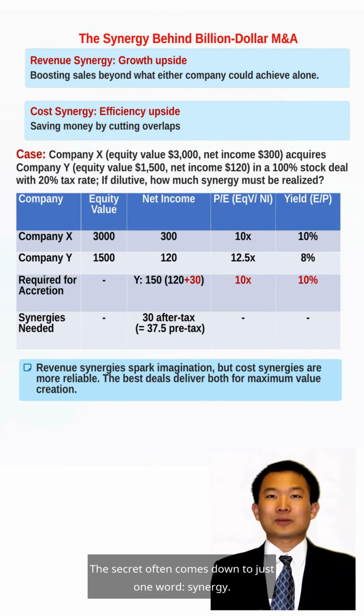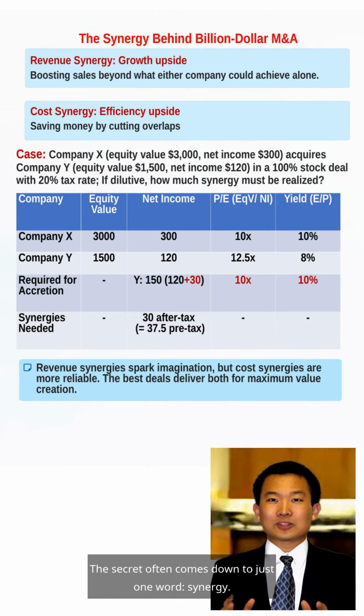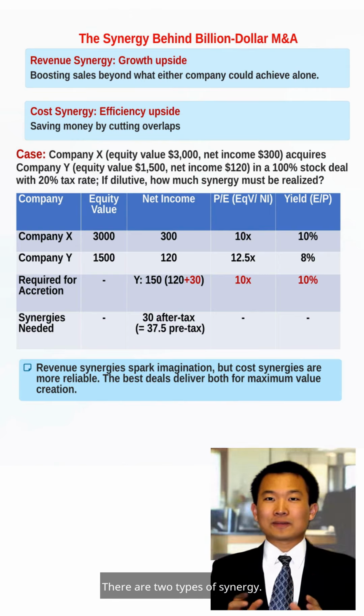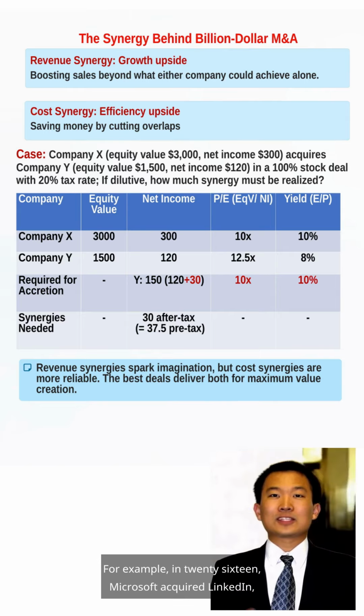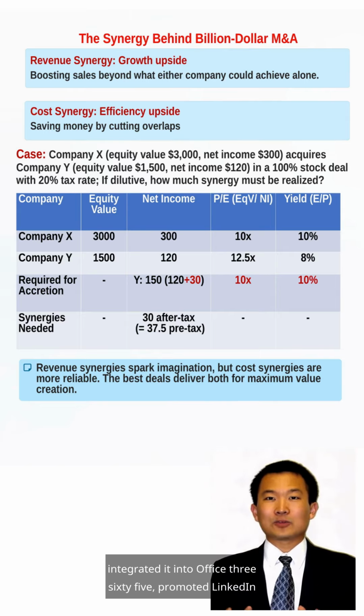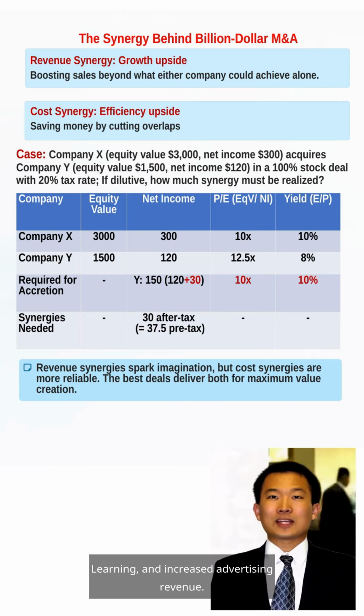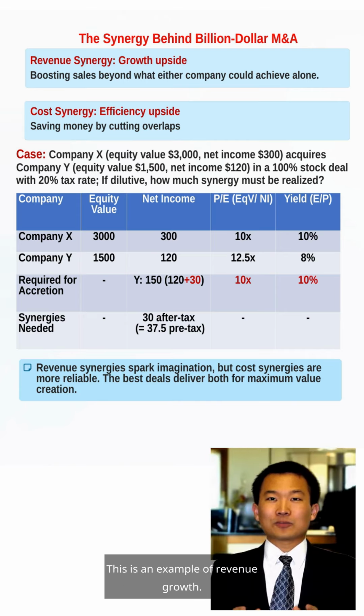The secret often comes down to just one word: synergy. There are two types of synergy. The first is revenue synergy, which means boosting sales. For example, in 2016, Microsoft acquired LinkedIn, integrated it into Office 365, promoted LinkedIn Learning, and increased advertising revenue. This is an example of revenue growth.